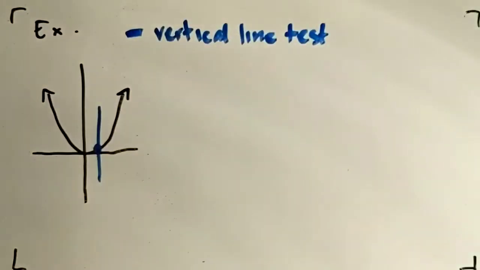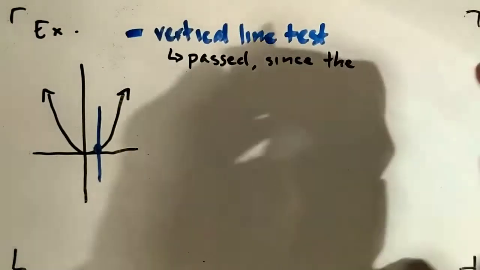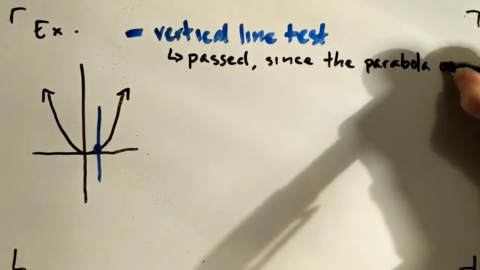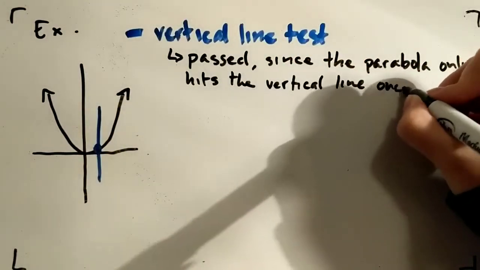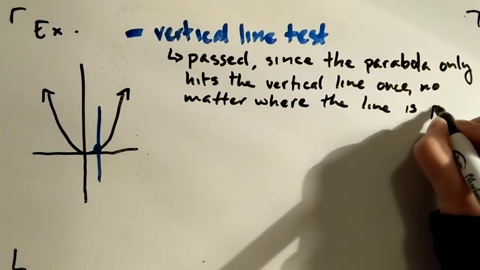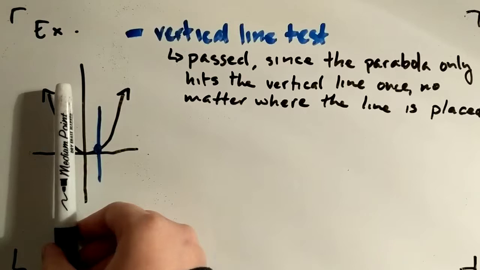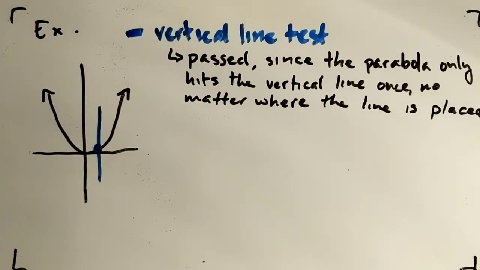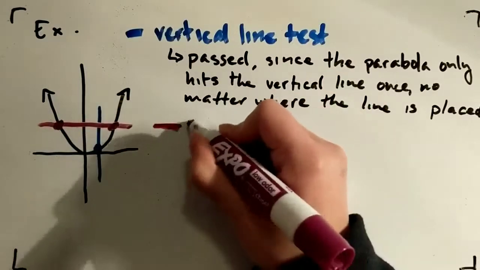So this blue line is the vertical line test. This graph passes the vertical line test because only one part of the graph will touch the vertical line at a time, no matter where you put the line. So this means that it is a function. So see, no matter where you put the line, it'll only touch the graph once.